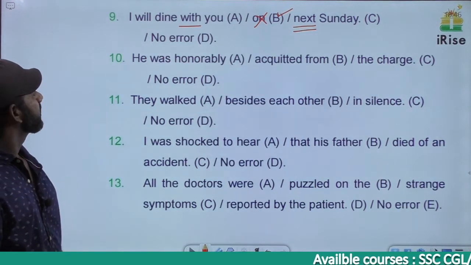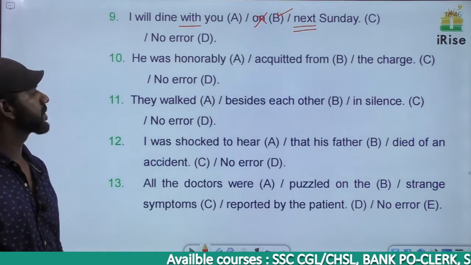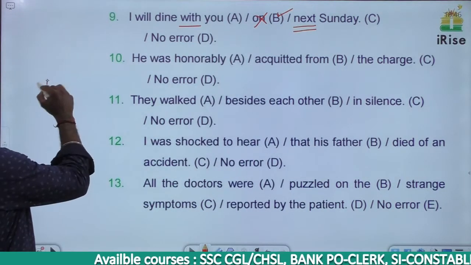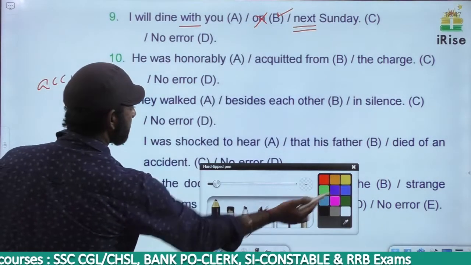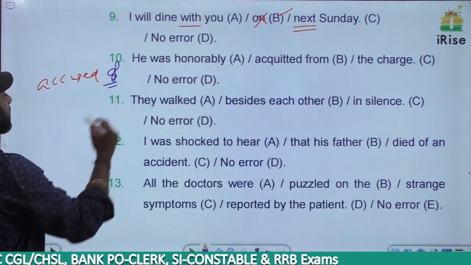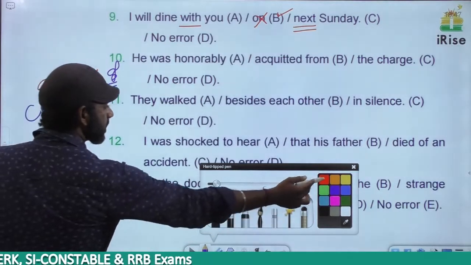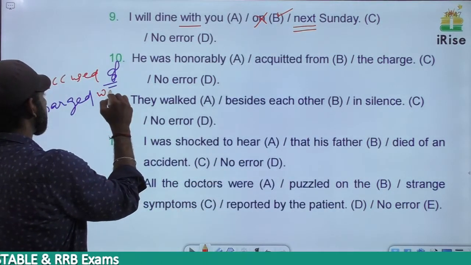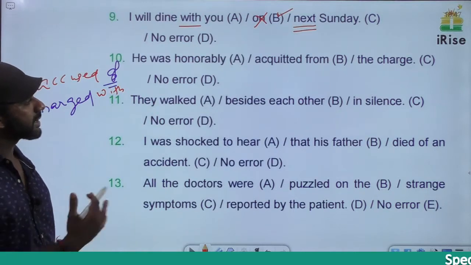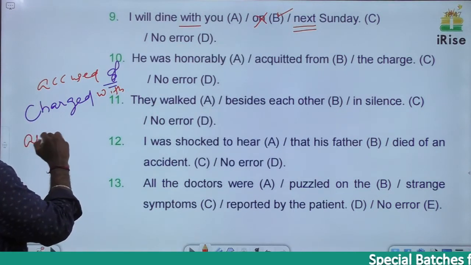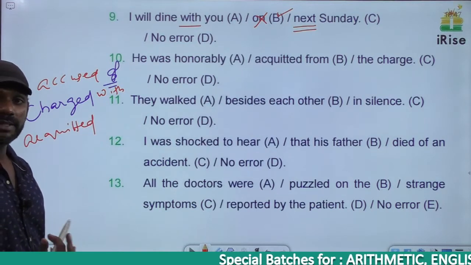Next one. He was honorably acquitted from the charge. Now I told you this. It's always accused of, charged with, right? Accused of, charged with. He was accused of a murder case. He was charged with a murder case. Acquitted means free of. Free of is termed as acquitted.